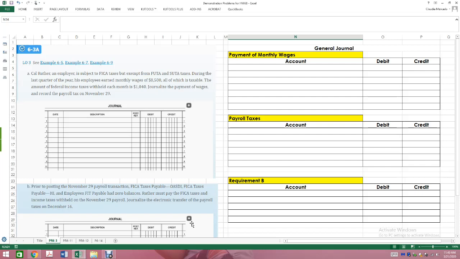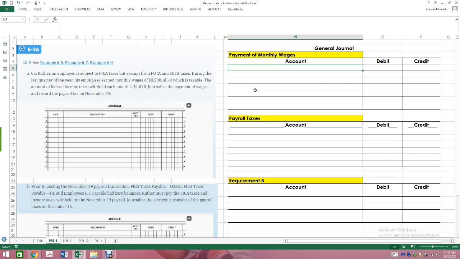Okay, so let's start off with our payment of the monthly wages. This is the entry that we, the employer, have to record in our books to show how much we are paying our employees. We also deduct from our employees certain taxes or withholdings that need to be withheld, and then cut them the actual check of what they're actually going to take home and spend.